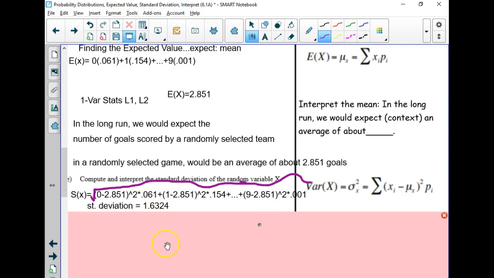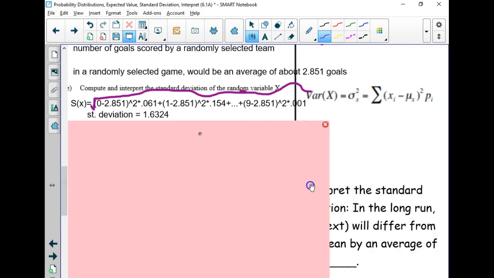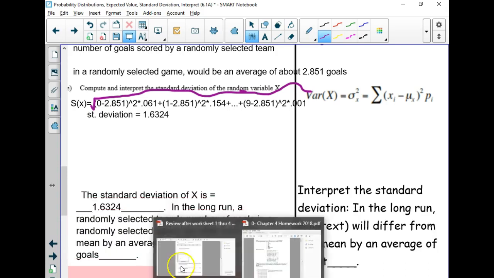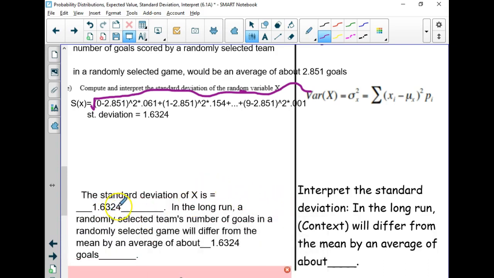And we got 1.6324. So part of the goal is not only can I find the standard deviation, but can I interpret it? And here's a basic sentence frame for you to interpret it. In the long run, the variable will differ from the mean by an average of about blank. Pause it, write it down. And now we can do it in context of this story. The standard deviation is 1.6324, which means in the long run, a randomly selected team's number of goals in a randomly selected game will differ from the mean by an average of about 1.6324 goals.